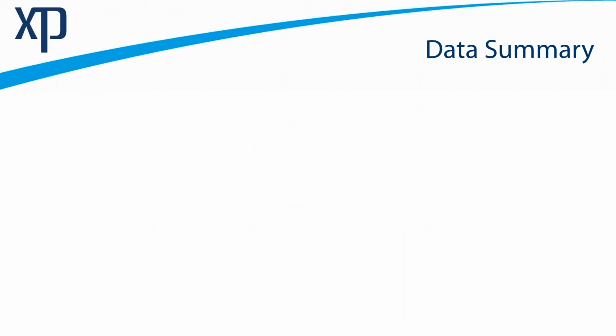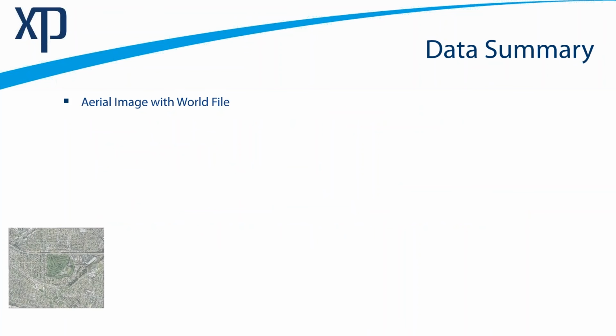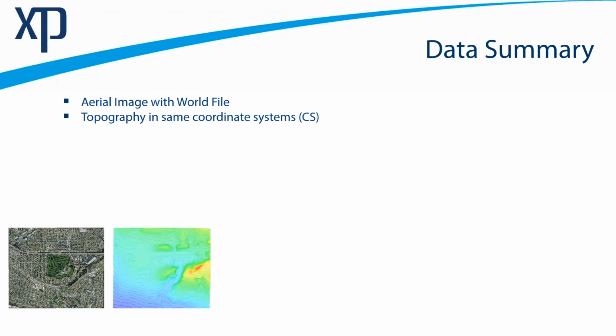So what do I have? Let me give you a little bit of a data summary before we start this challenge. I've got an aerial image and it has a world file, and that world file is going to georeference it and make it show up at the right place and give me some scale to my modeling. I have a GIS file, I have digital terrain data in the same coordinate system, and so these things are going to be able to overlap and be on top of each other.